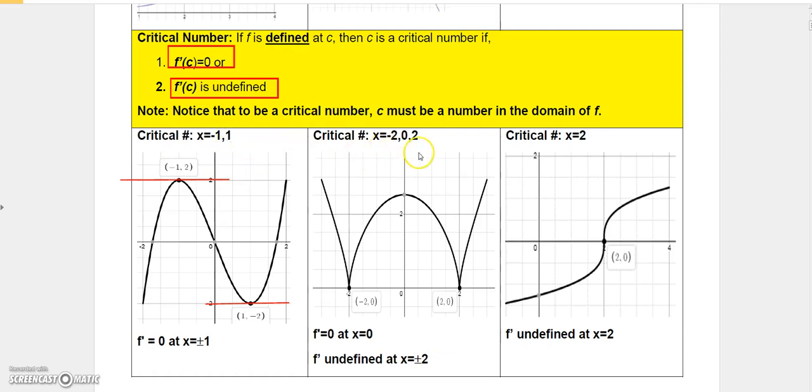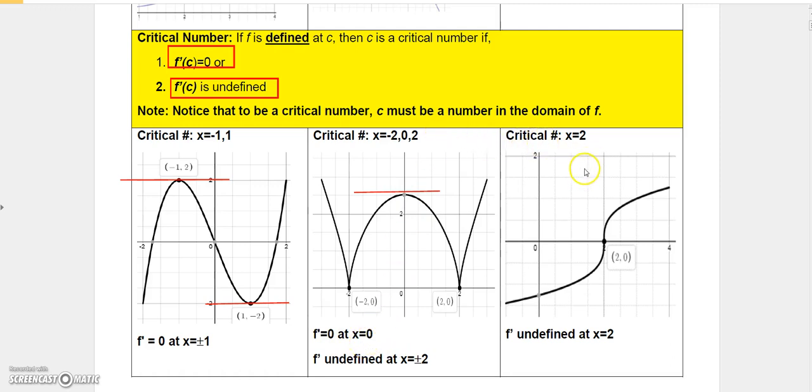Now, another way that you can get a critical number is if the derivative is undefined at a number. Take a look at this function. Notice at -2 the graph comes down and makes a sharp point, like a corner. Also at +2 it does the same thing. When the graph makes a sharp corner or sharp turn like that, the derivative is undefined. So -2 and 2 are critical numbers because the derivative would be undefined at those values. Also at 0, you get a horizontal tangent line. So 0 is also a critical number because the derivative would equal 0 at x equals 0.